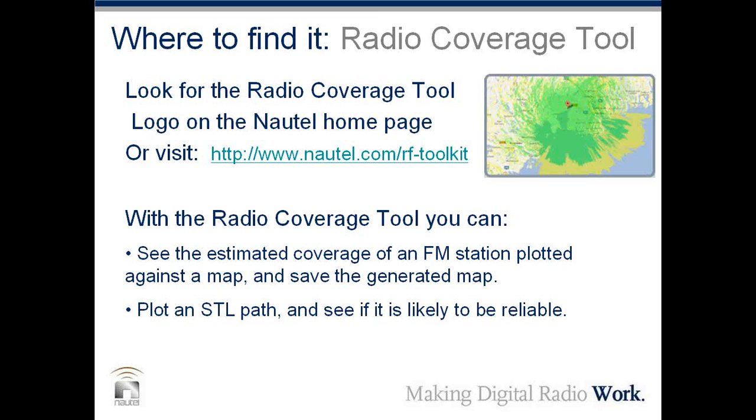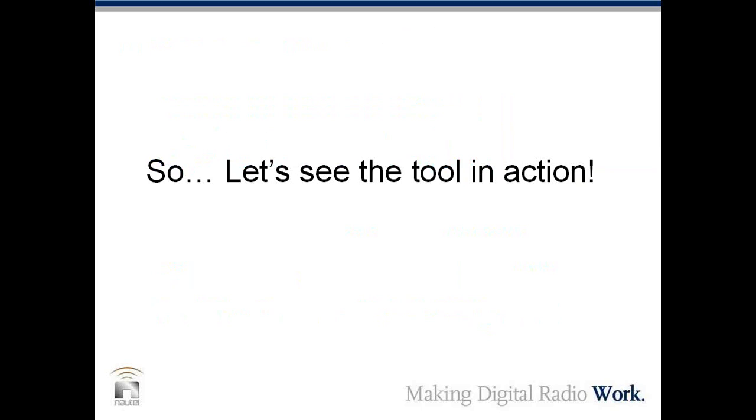Okay, so let's talk about how we will find it. It's free on the Nautel website, and you can go to www.nautel.com/RFToolkit, and with the tool you can see an estimated coverage of an FM station plotted against a map and save the generated map and plot an STL path and see if it's likely to be reliable. So let's see it in action. And this is the most fun part of this whole presentation.